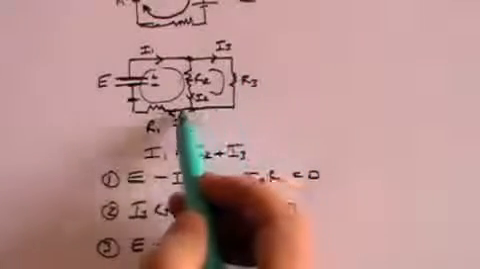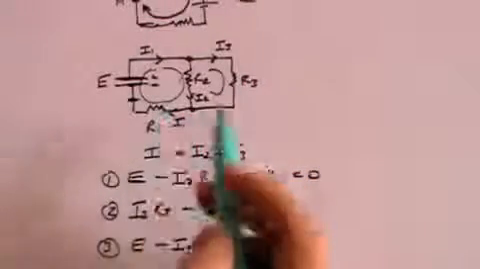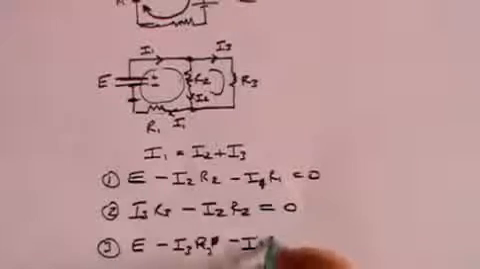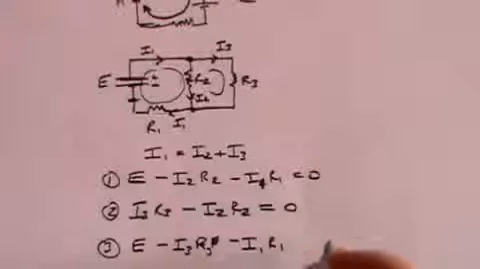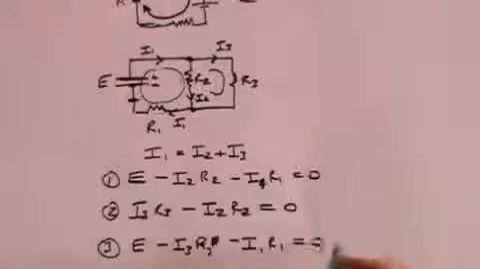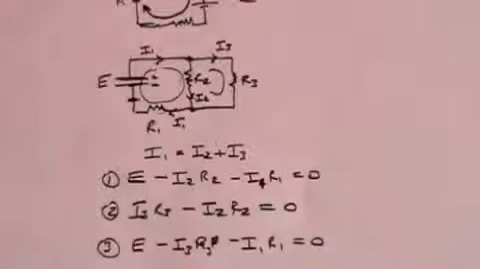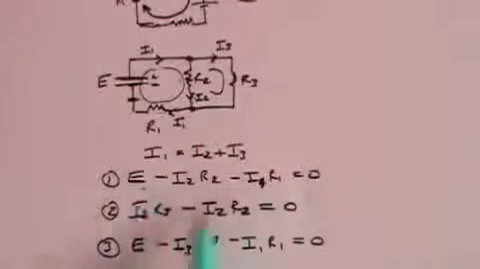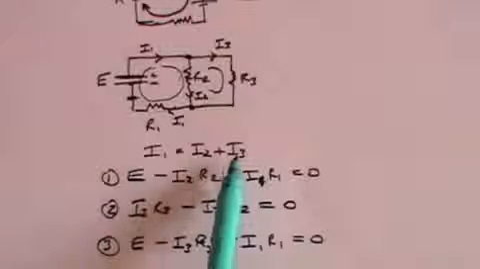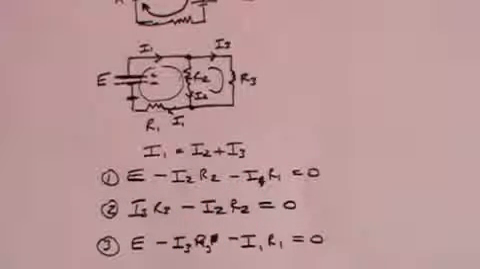Then we come along here, and now we've got a current of I1 going through R1, so it's minus I1 R1 equals 0, because we've got back to where we started. And with those three equations and that equation, you can calculate what the currents are and what the resistances are.